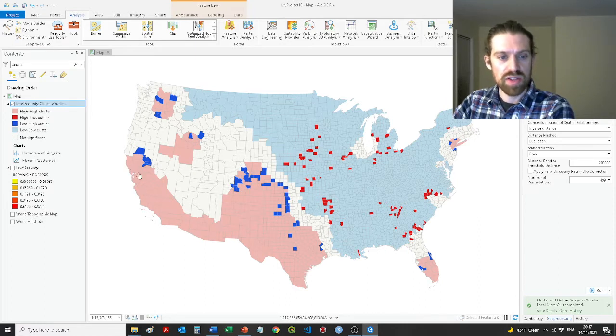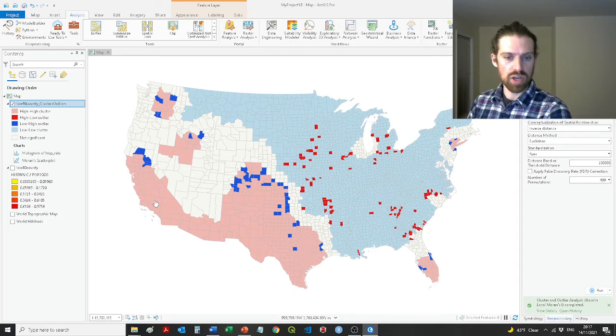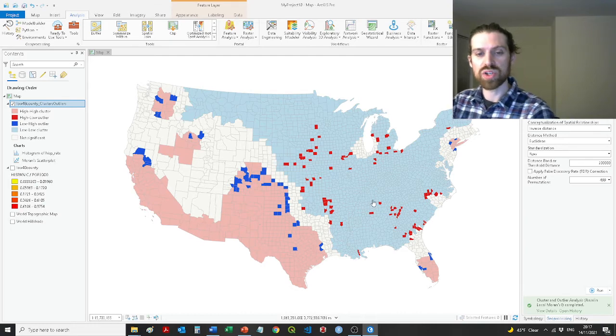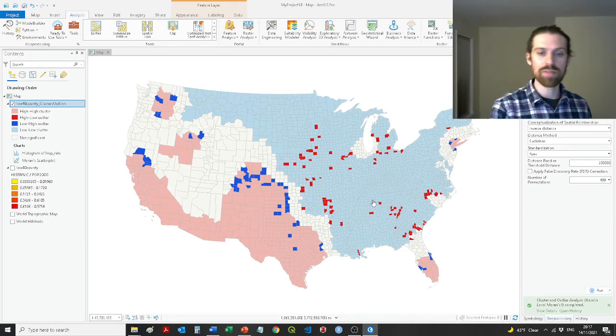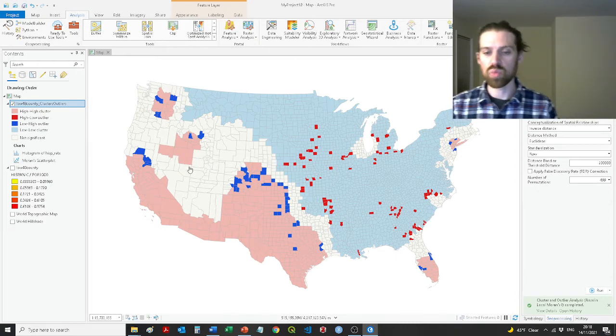So we have these border areas here which are significant and highly clustered and have above average rates of Hispanic people living in those counties. And then we have these blue areas here which are also highly significant but have the opposite: they have low numbers of Hispanic people living within them. And then obviously we have the outlier areas. Those outlier areas are any of those red or blue areas that have something else going on within them.